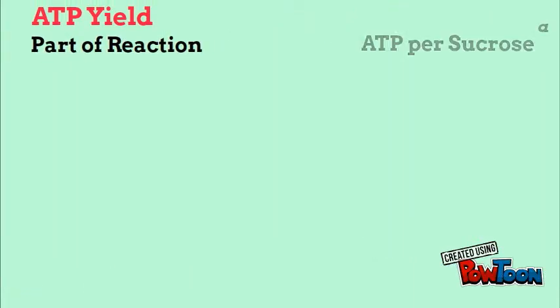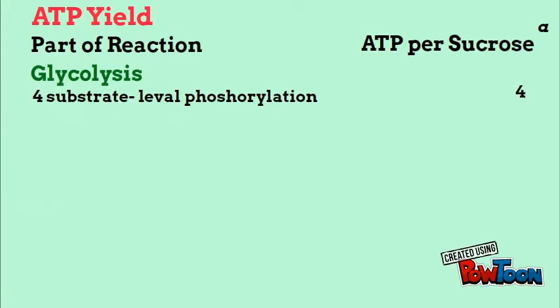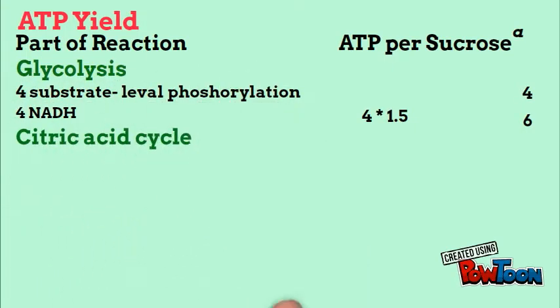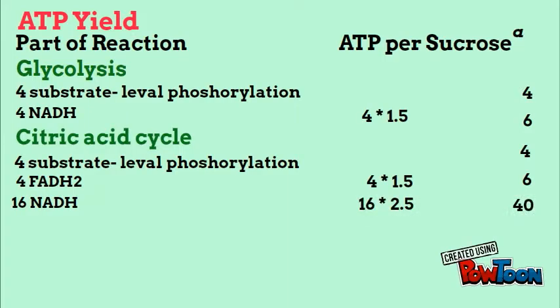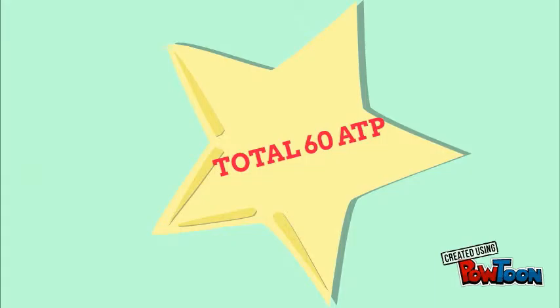Considering the ATP yield per sucrose molecule. In glycolysis, through 4 substrate level phosphorylations 4 ATPs are produced. Here 1 NADH produces 1.5 times ATP. So, 4 NADH produce 6 ATP. In citric acid cycle, through substrate level phosphorylations 4 ATPs are produced. Here 1 FADH2 produces 1.5 ATP, so 4 times 1.5, 6 ATPs, and 1 NADH produces 2.5 ATPs, so 16 times 2.5, 40. So altogether 60 ATPs are produced.